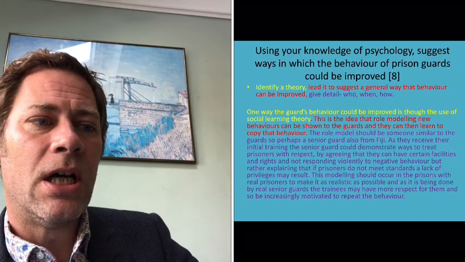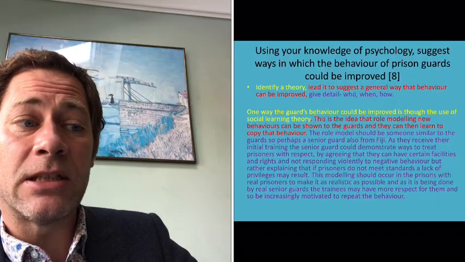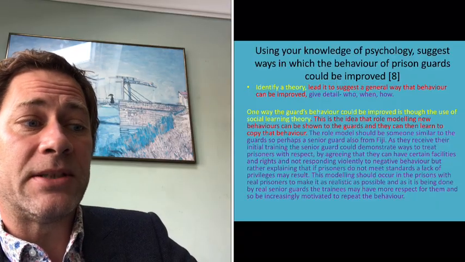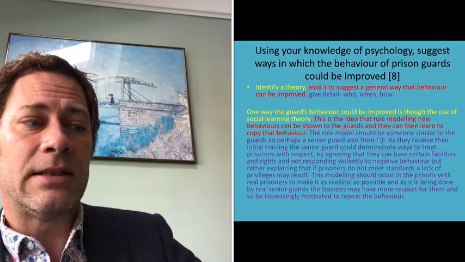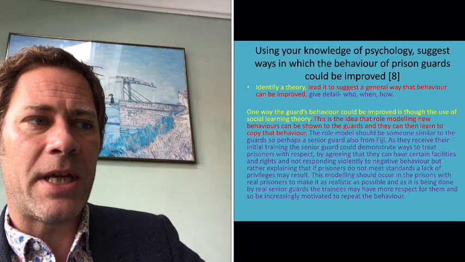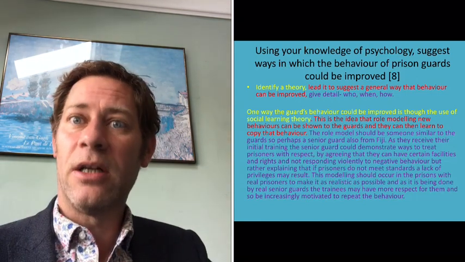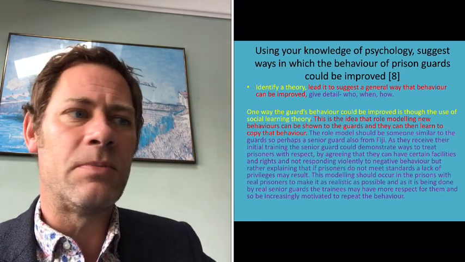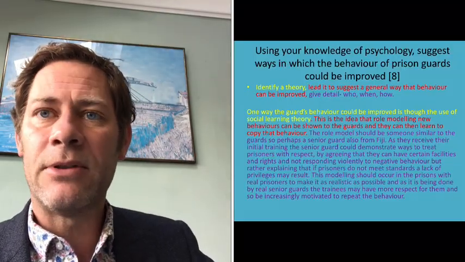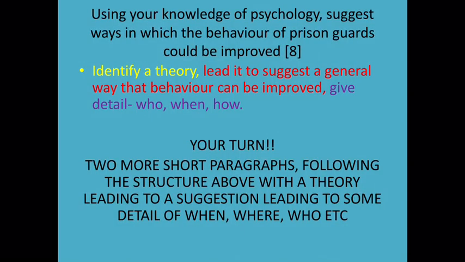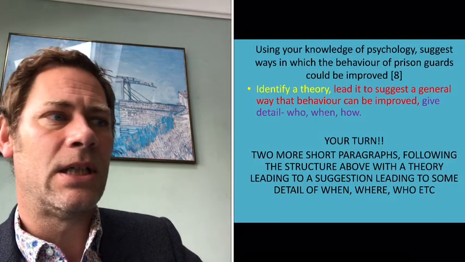This modelling should occur in prisons with real prisoners to make it as realistic as possible, and as it is being done by real senior guards, the trainees may have more respect for them and so be increasingly motivated to repeat the behaviour they have seen. So there's one paragraph. I've identified the theory, I've given a general suggestion, and then I've gone on and given some specifics as best I can. Now it's your turn. Your ideas don't have to be mega practical, but equally just saying something like, oh, shoot the guards if they're bad, is obviously not really suitable, even if you find some psychological reasoning behind it, okay?